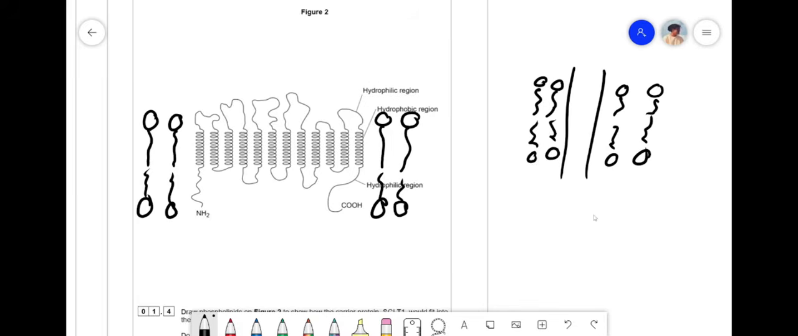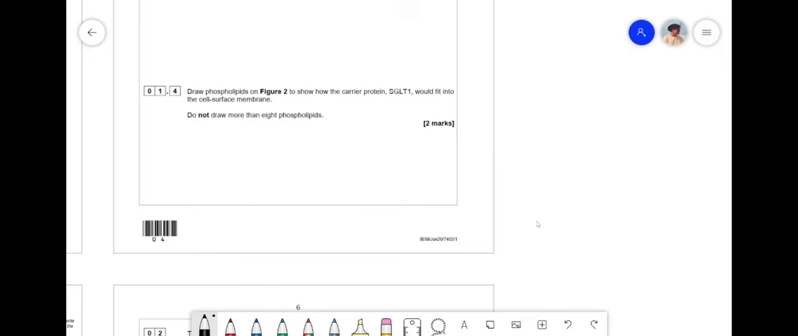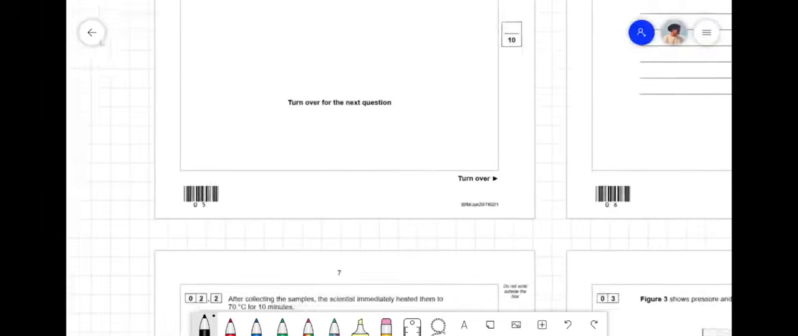So next, do not draw more than 8. Okay, fine. Oh, whoops. Okay, fine. I've just read that by mistake.